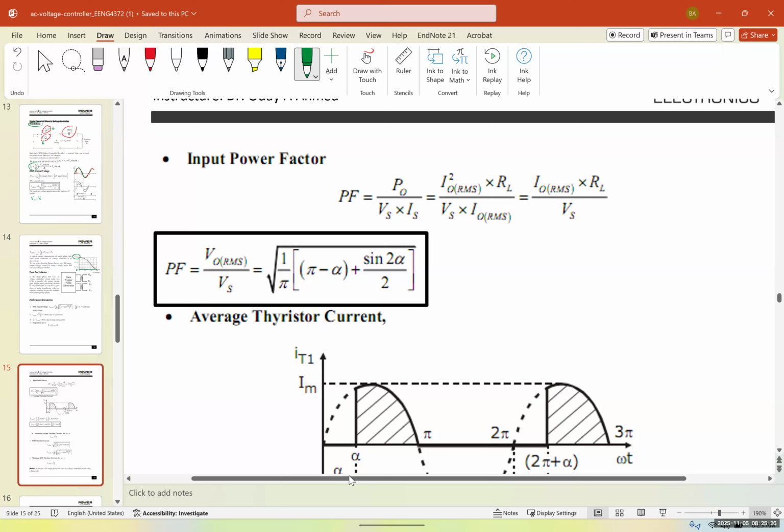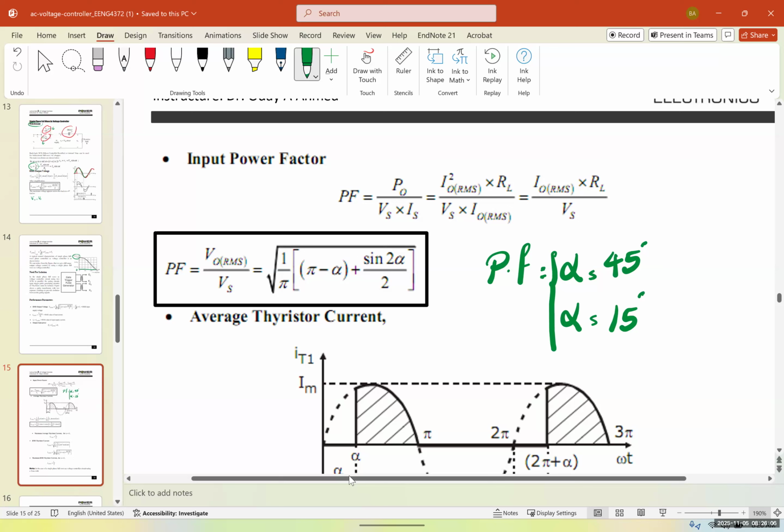Now let me give you an example. I want you to find the power factor when alpha is equal to 45 degrees, and alpha is equal to 15 degrees. So we want to find the power factor when alpha is 45 degrees and alpha is 15 degrees.